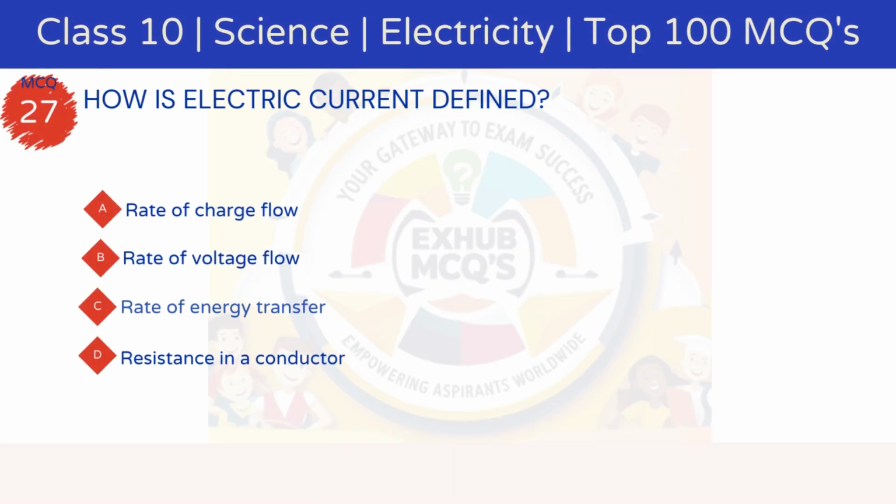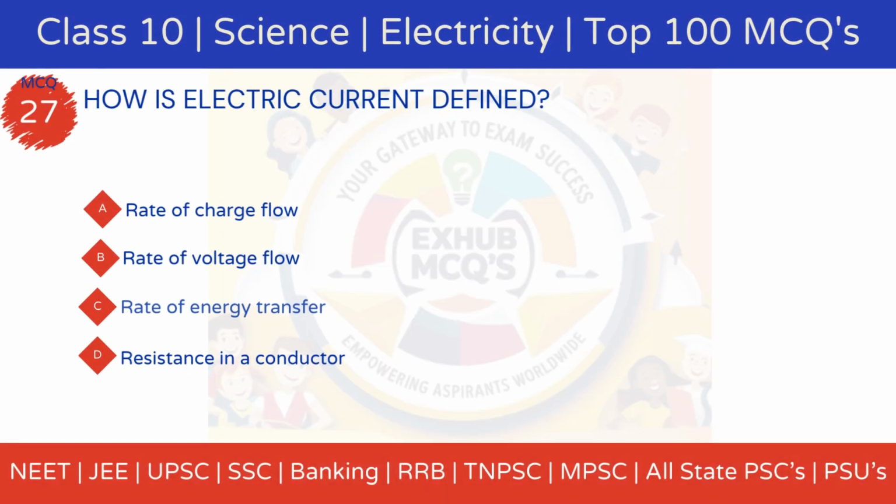MCQ 27. How is electric current defined? Option A, rate of charge flow. Option B, rate of voltage flow. Option C, rate of energy transfer. Option D, resistance in a conductor.